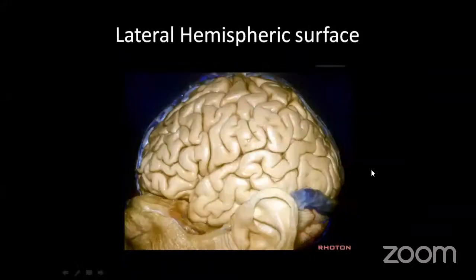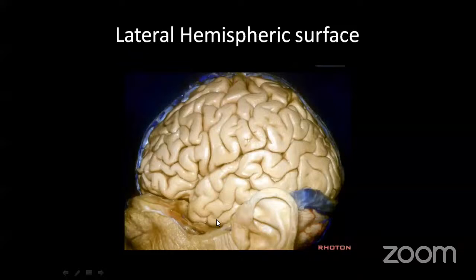Okay, so now coming back to the anatomy as per Rhoton, you can see this picture. You can see the air over here, you can see the orbit over here, and you can see the brain, the lateral cerebral surface, lying over these regions.